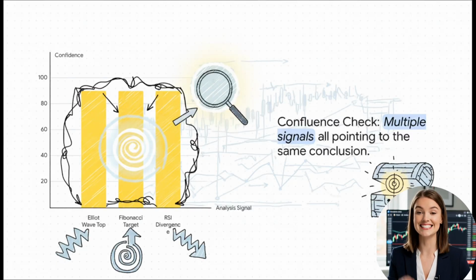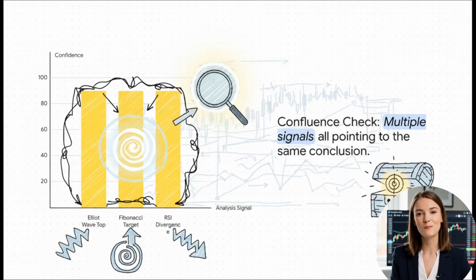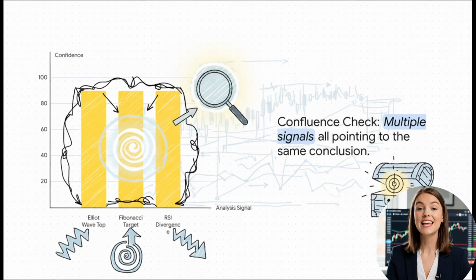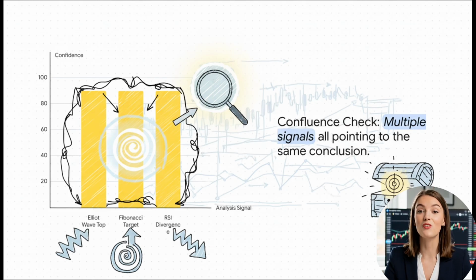And finally, confirmation. This is where all the detective work pays off. You're searching for confluence, multiple completely independent signals all pointing to the exact same conclusion. So when your Elliott wave count says this is the top, and your Fibonacci target is in the same spot, and you see RSI divergence, well, now you've got a really high probability setup.